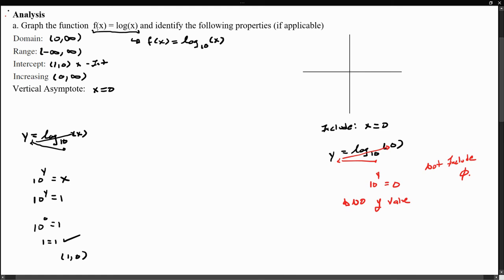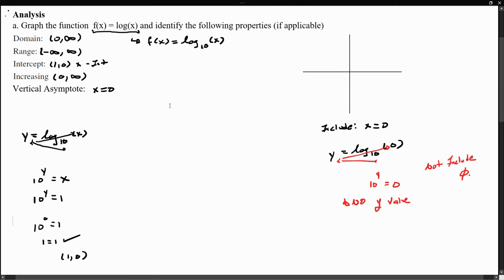And notice that this is just the standard form of log of x. Sometimes we can add a value inside the parentheses, or we can change the base. But if your function is defined as just log base 10 of x, which is the standard form of a logarithm function, these are going to be true. The domain is from 0 to positive infinity. The range is from negative to positive infinity. We only have one intercept at (1, 0). It is increasing everywhere the function has been defined, from 0 to positive infinity, and we have a vertical asymptote at 0.